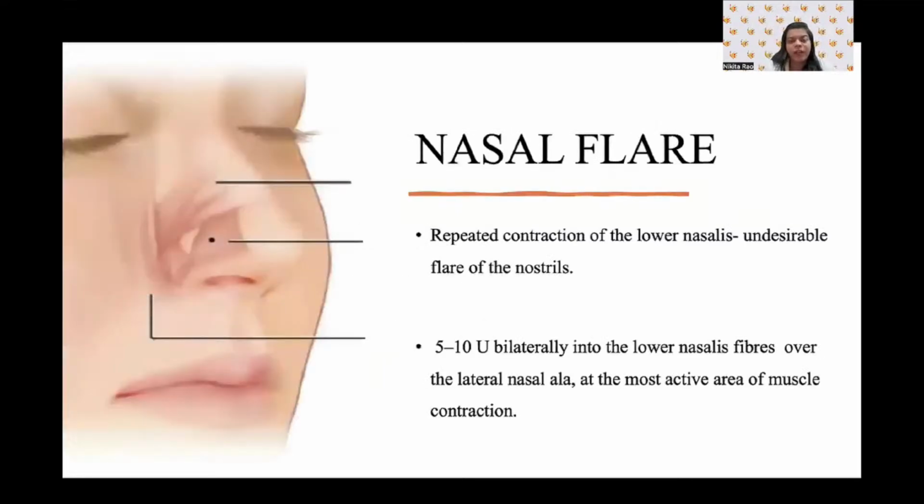Next, coming to nasal flare. Due to repeated contraction of the lower nasalis, undesirable flare of the nostril can occur. 5 to 10 units bilaterally into the lower nasalis fibers over the lateral nasal ala can be given at the most active area of the muscle contraction.